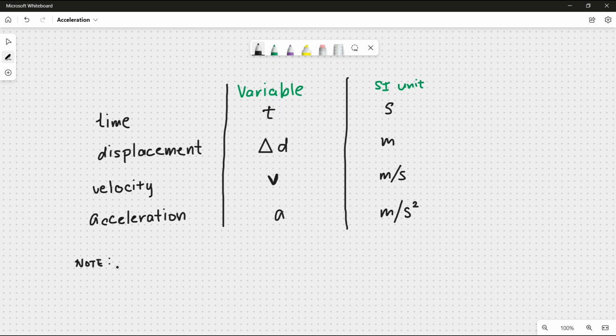Also note the following. Delta means change in. The subscript naught refers to an initial value. The subscript f refers to final value, and a bar over a symbol means average.